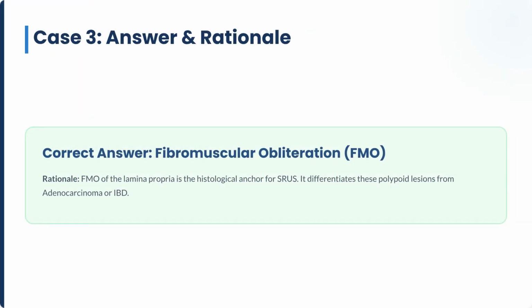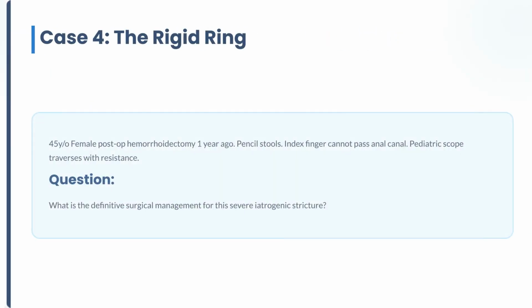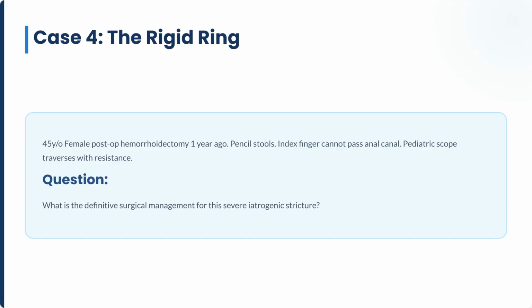Case 3. A 62-year-old male with a short history of tenesmus, severe pain, and rapid pencil stools with no prior surgery. A rigid, stenotic anus is noted. What is the most immediate clinical priority to rule out a red flag diagnosis? The correct answer is fibromuscular obliteration. The rationale is that FMO is the histological anchor for SRUS and differentiates these polypoid lesions from adenocarcinoma or IBD.